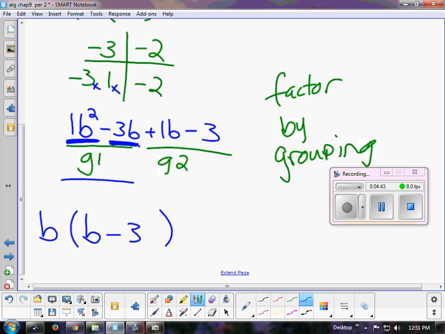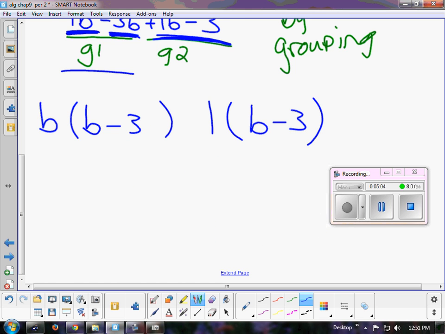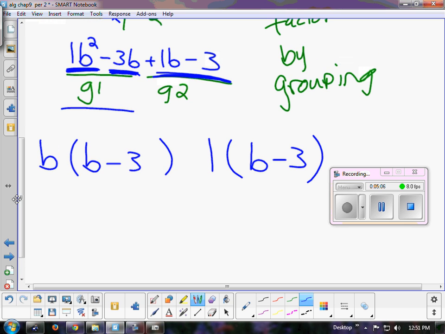What can I take out of this one here to get it to look like b minus 3? This is a little bit difficult. Well, that's not difficult, but I could take out a 1. I'm going to take a 1 out. And what's left inside? b minus 3. Okay. No, we're just dividing by 1.